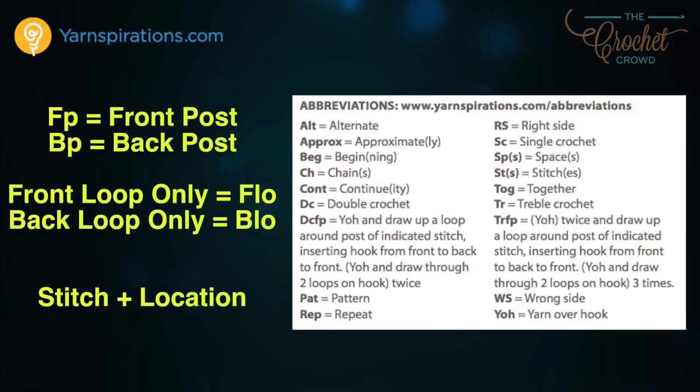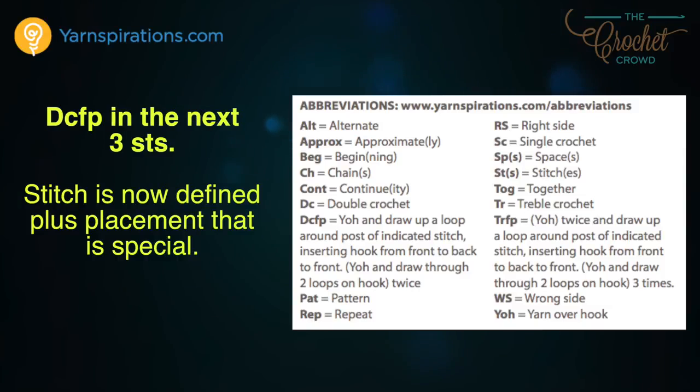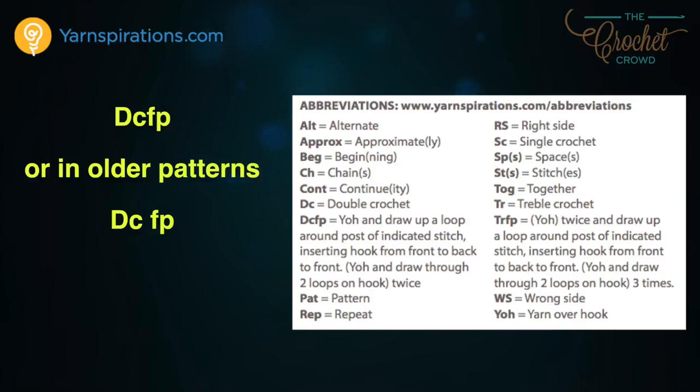So for example, let's correct this instruction. A stitch must be implied in front of the abbreviation. So let's just put a DC, so double crochet front post, in the next 3 stitches so that you know that you're doing a double crochet and you know you're going to apply it to the front post of the next 3. So it's now correct. Usually when this happens, the abbreviations are sandwiched together as one. In some patterns you can see them separate as well, such as DC FP with a space in between, but that's not the standard for technical terms, but you may see that around on the net.